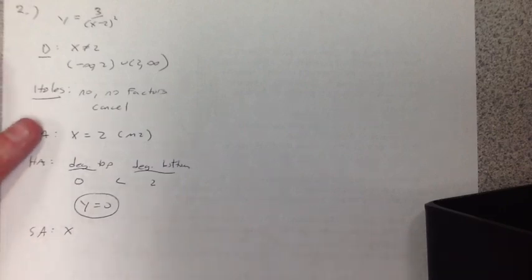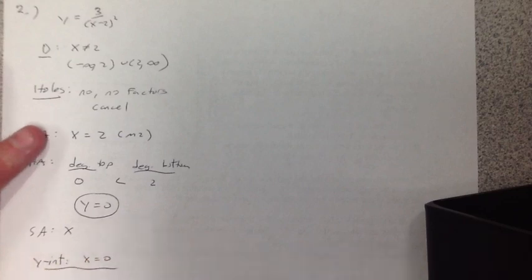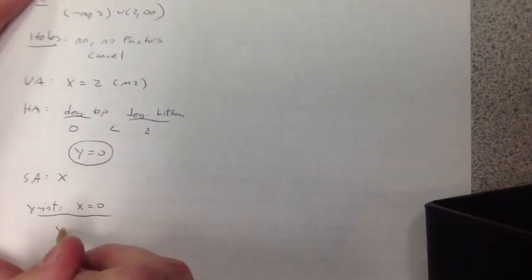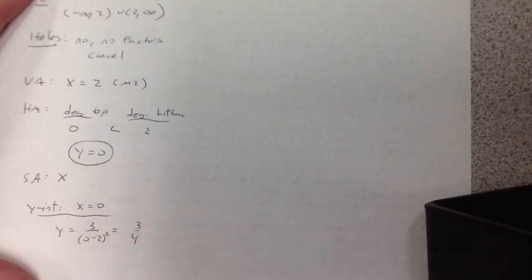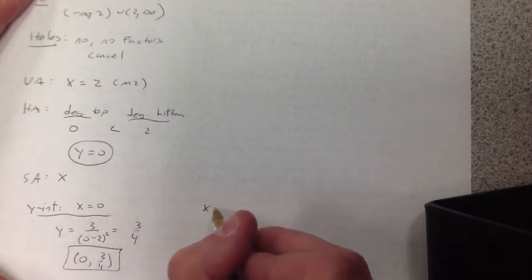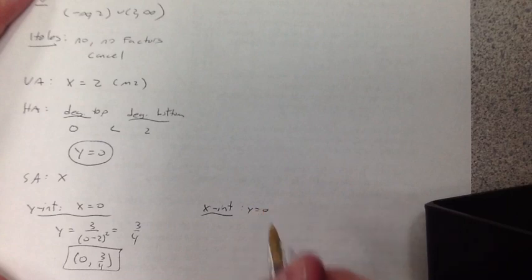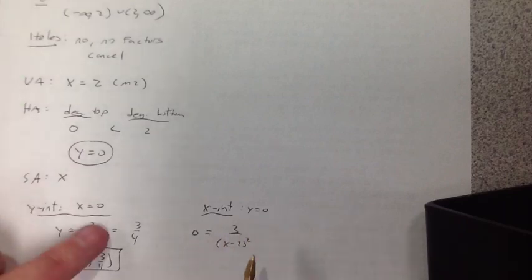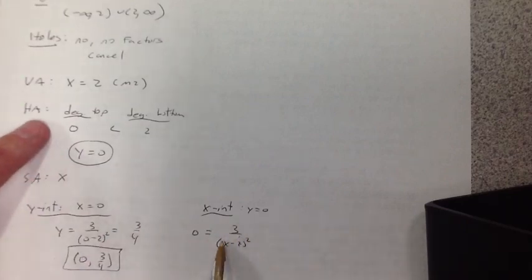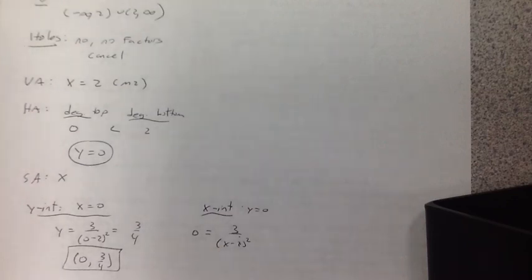Next, we need to get the y-intercept. To get the y-intercept, let x equal 0. Easy to do. We get y equals 3 over (0 minus 2) squared, which becomes 3/4. So my y-intercept is (0, 3/4). Our x-intercept, let y equal 0. We get 0 equals 3 over (x minus 2) squared. And again, it's not going to happen. Same reason over here, horizontal asymptote. We forgot to check if it'll cross, but this won't cross. So none. That can't work, because if I multiply, I get 0 equals 3.